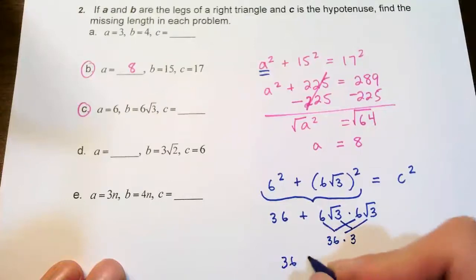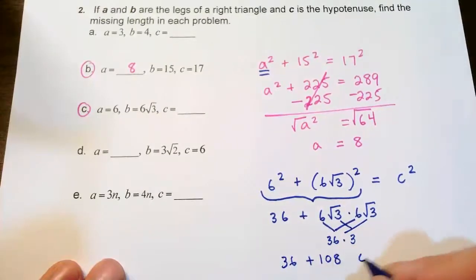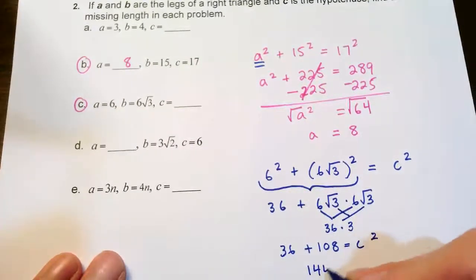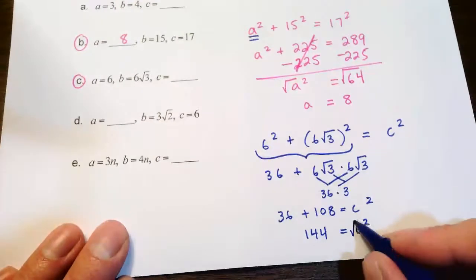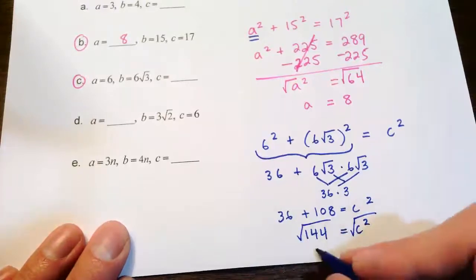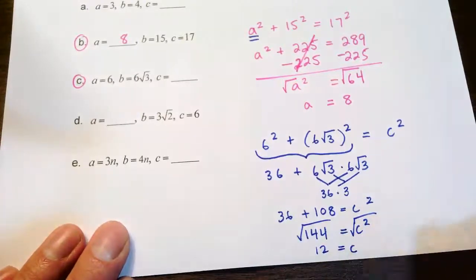So 36 plus 108 equals C squared. Those are going to add together, and we're going to get 144, which again is a nice perfect square number. So when we go ahead and solve that, we actually get 12. That C is 12.